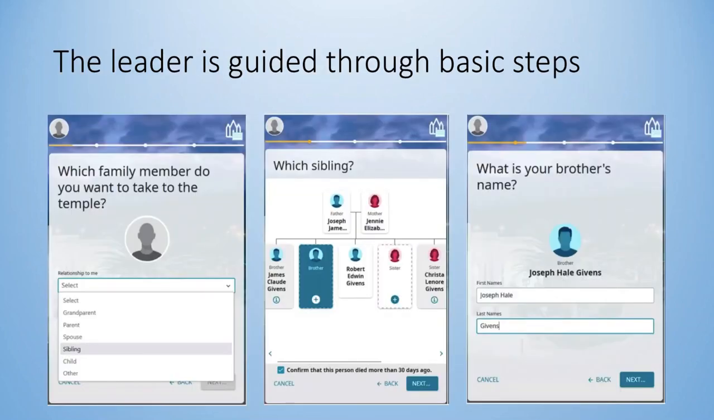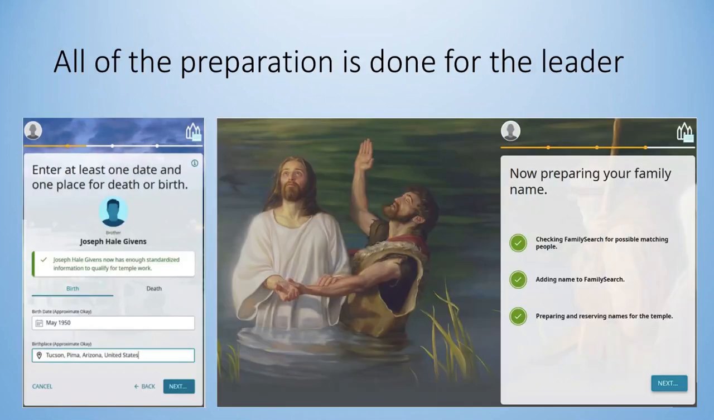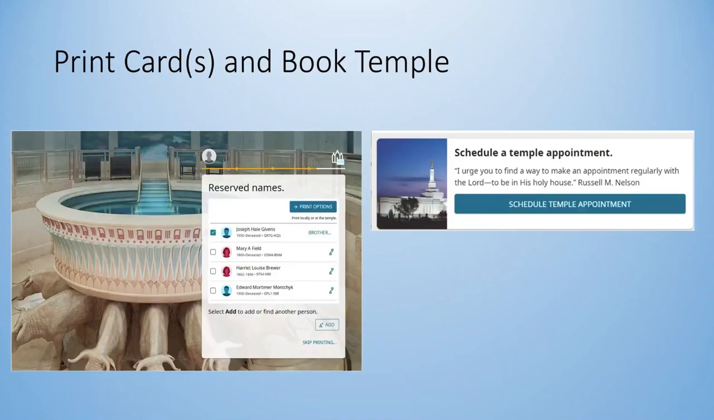If the Family Name Assist tool is being used, the new member is asked if they have any close relatives that have died that they would like to take to the temple. They fill in the details for this relative and must include at least one date and place for either birth or death. The system then searches for any duplicates and gets the name ready for the temple. These names can then be printed and a date can be scheduled in the temple for the baptisms to take place.